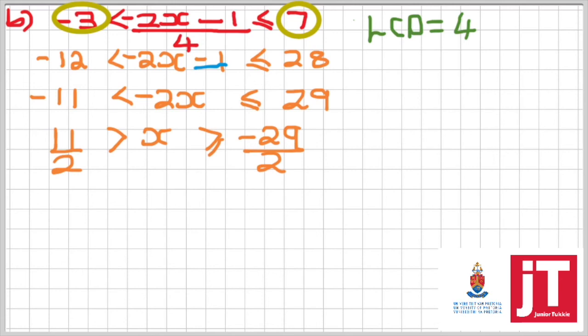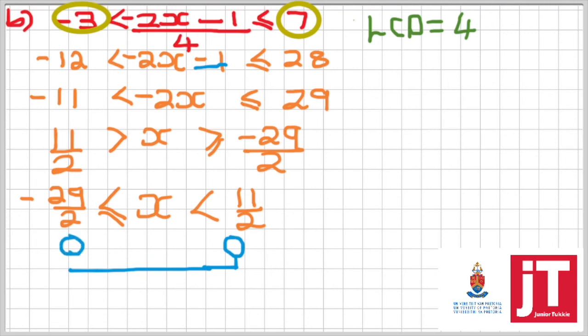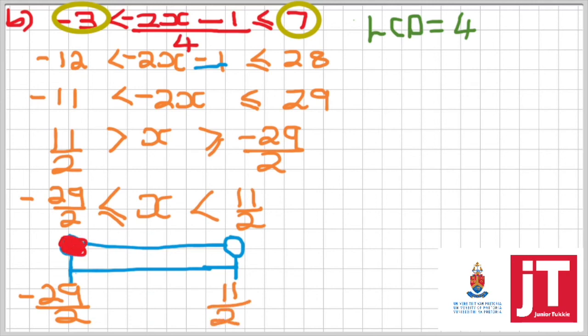Notice the inequality signs are now facing the opposite direction. Why? Because we divided by a negative number. But just to write it in a way that we're used to, we can present our solution as −29/2 ≤ x < 11/2. Representing the solution on the number line, although it's not required, we're going to have our critical values of −29/2 and 11/2, and we ought to shade the −29/2 part. The other one remains open, unshaded.